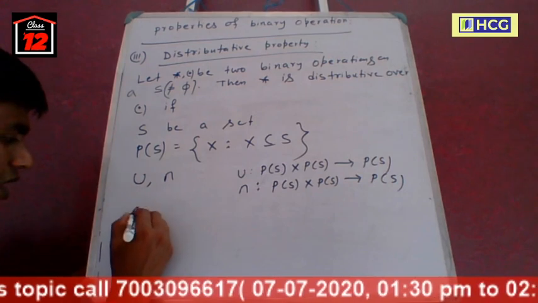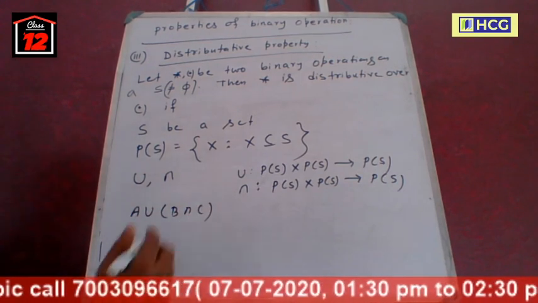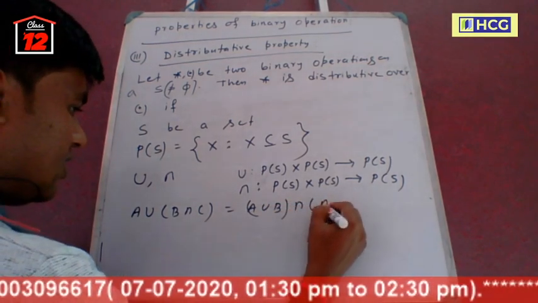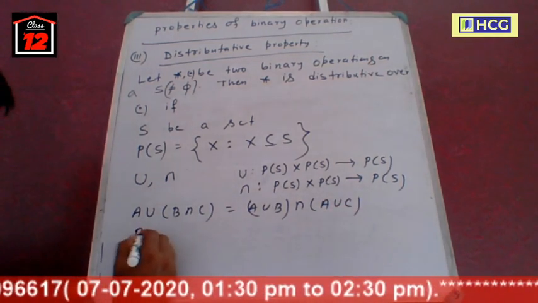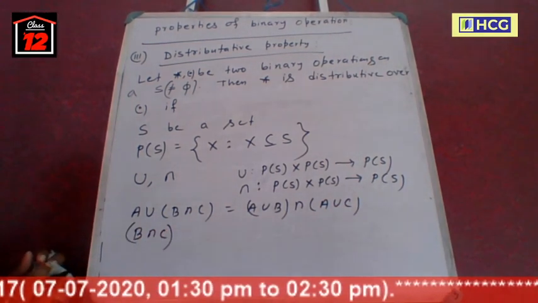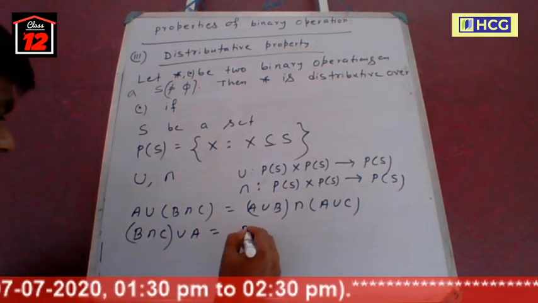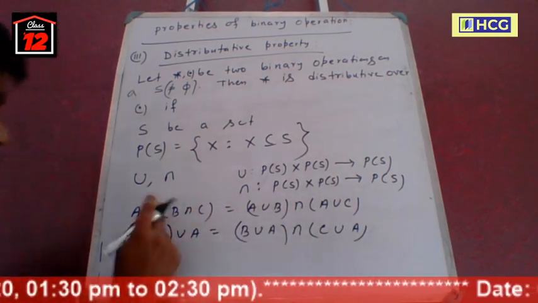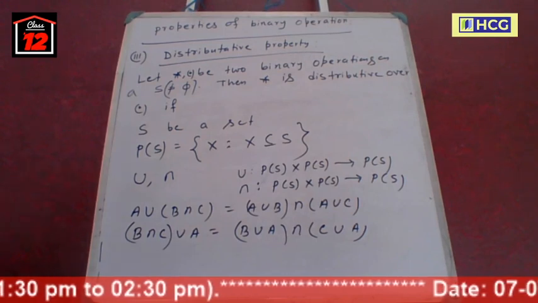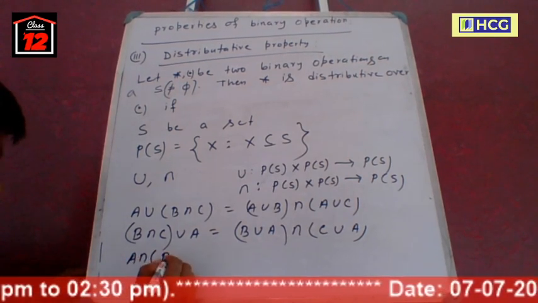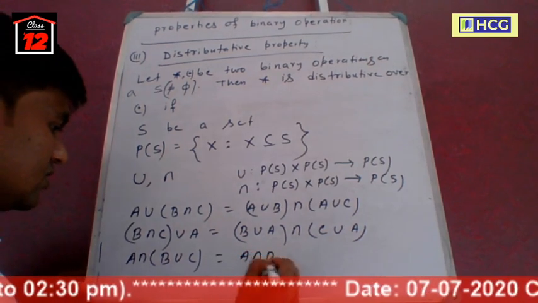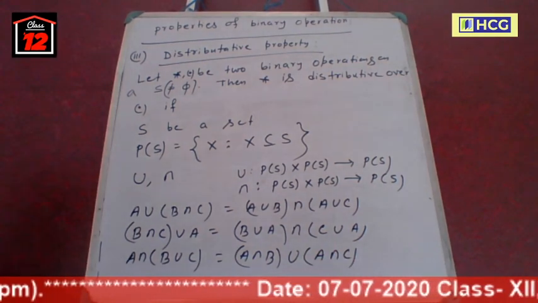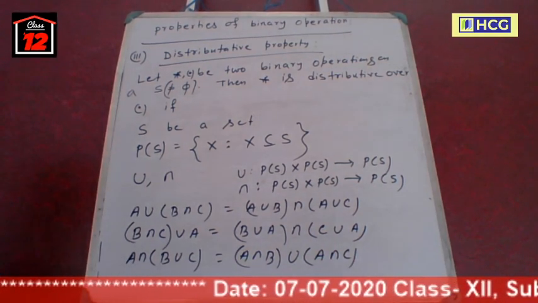So A union (B intersection C) is equal to (A union B) intersection (A union C), from set theory. And (B intersection C) union A is equal to (B union A) intersection (C union A). So the union is distributive over intersection. Also, intersection is distributive over union: A intersection (B union C) is equal to (A intersection B) union (A intersection C). So the union and intersection are distributive over each other.